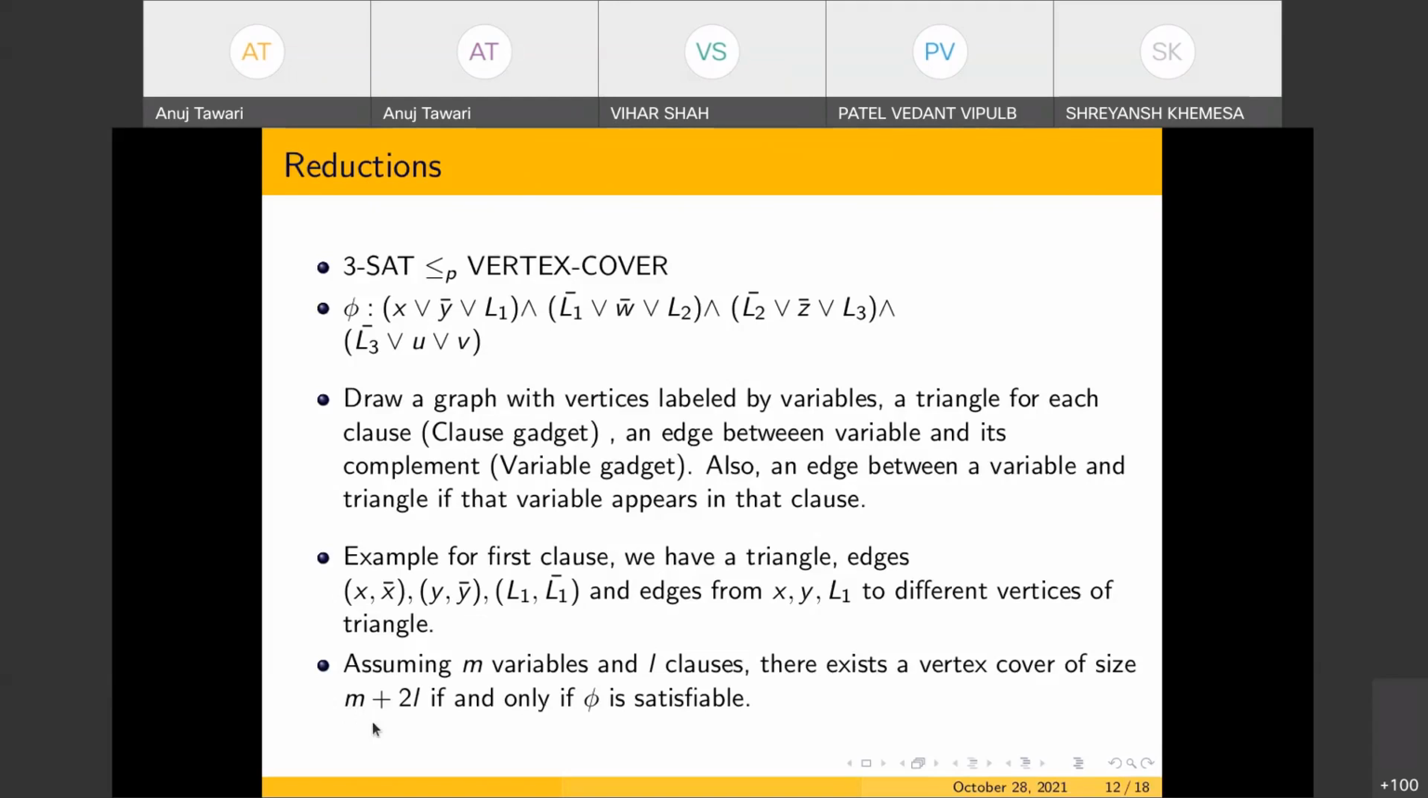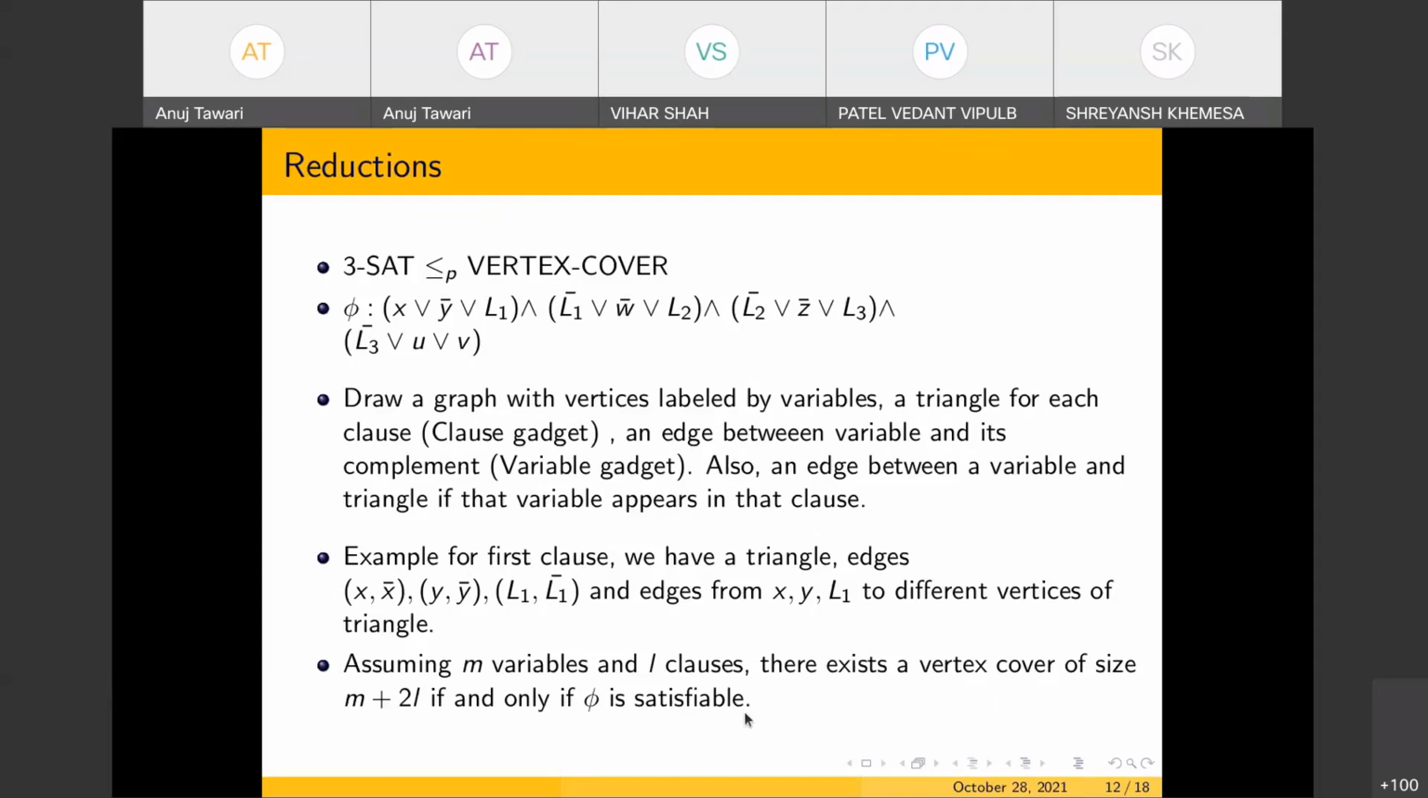and for every clause we have this triangle. For covering a triangle, you will have to pick two of those vertices in the vertex cover. Two of the vertices of the triangle in our vertex cover. So for every clause, you will have to pick two vertices. And so we want to show that there exists a vertex cover of size m plus 2l if and only if phi is satisfied.